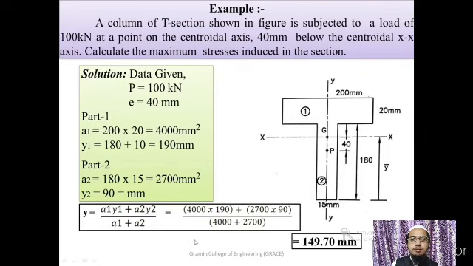So in this session we have discussed the stress distribution diagram and limited eccentricity, and we have just started solving a numerical in which we have to find the maximum stresses induced in this section. So this numerical will continue in part 2 of this lecture. Okay, so we'll see you in part 2, in which we are going to discuss how to find the maximum stresses in the column. Thank you.